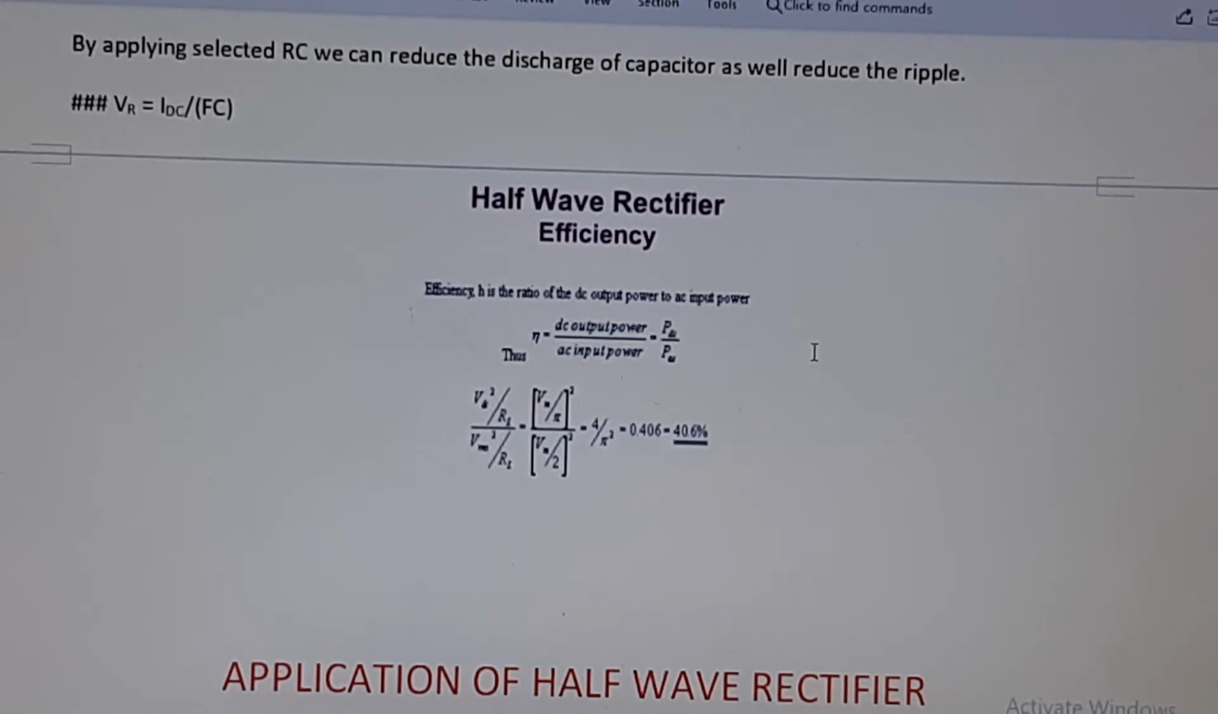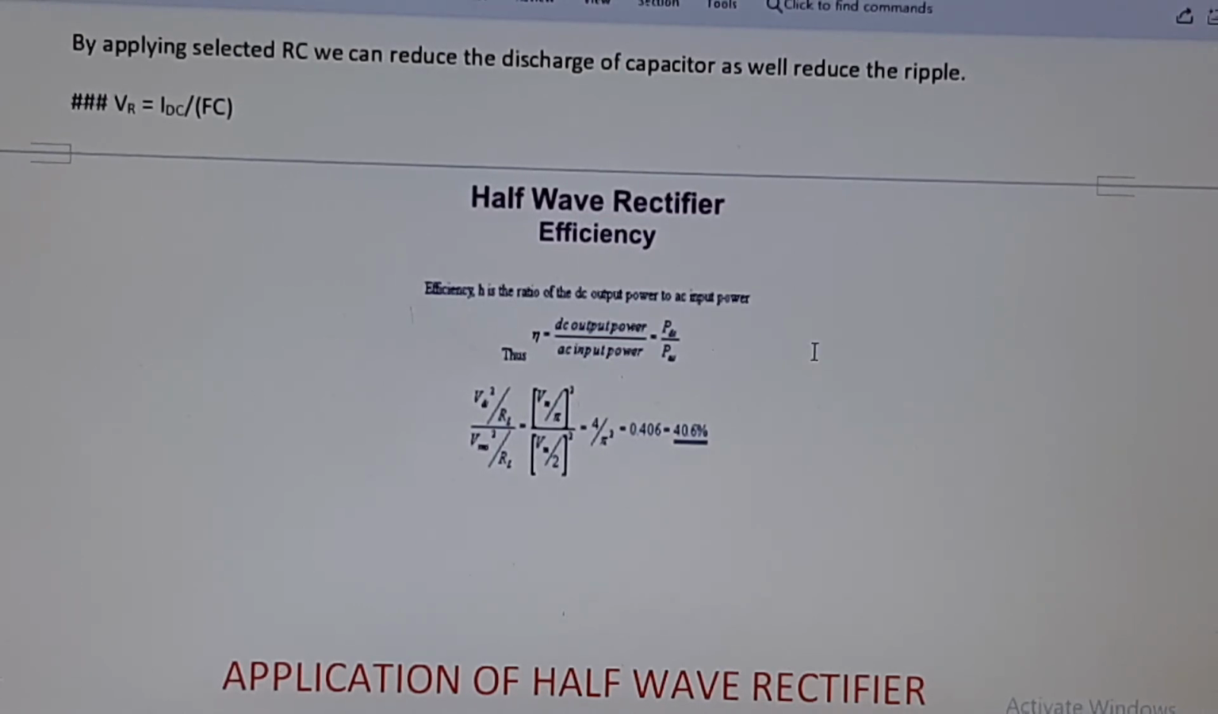then if we solve it, it will be Vm by pi, whole square, for the DC output power, and for the AC power it will be Vm by 2, whole square. So if we solve it, we get 4 by pi square, that is 0.406, which is only 40.6%. That is not so efficient.